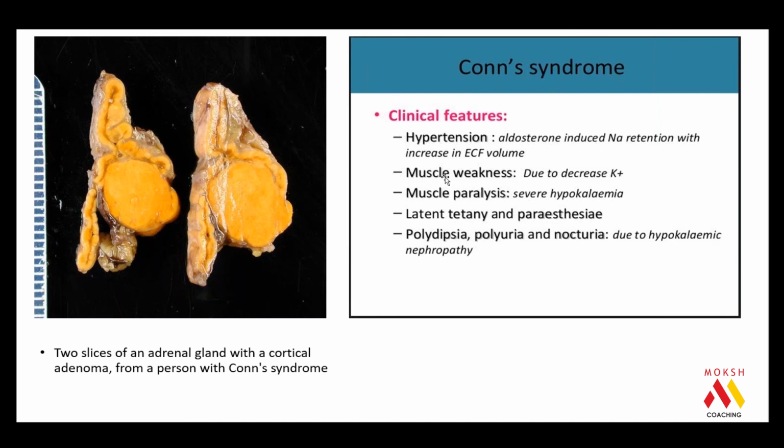You have muscle weakness because you're losing the potassium, and also you're going to have possible paralysis because of the hypokalemia. Potassium is really regulated well in the body. You typically have to be between 3.5 to 5, and also you can get polydipsia and polyuria as well.